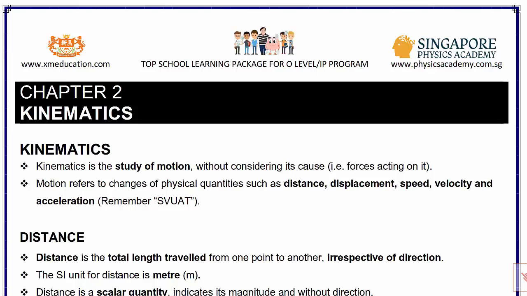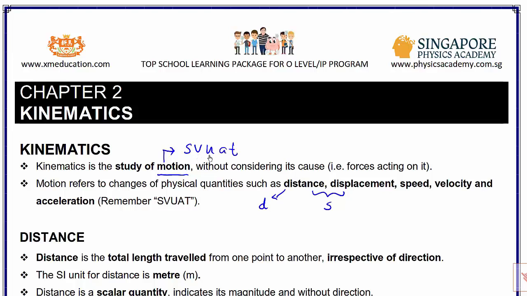Hi, welcome to chapter 2 on kinematics. Today we are going to learn about motion. What is motion? Motion is a study of S, V, U, A, T. What is S? S represents distance or displacement. Sometimes distance is called D.